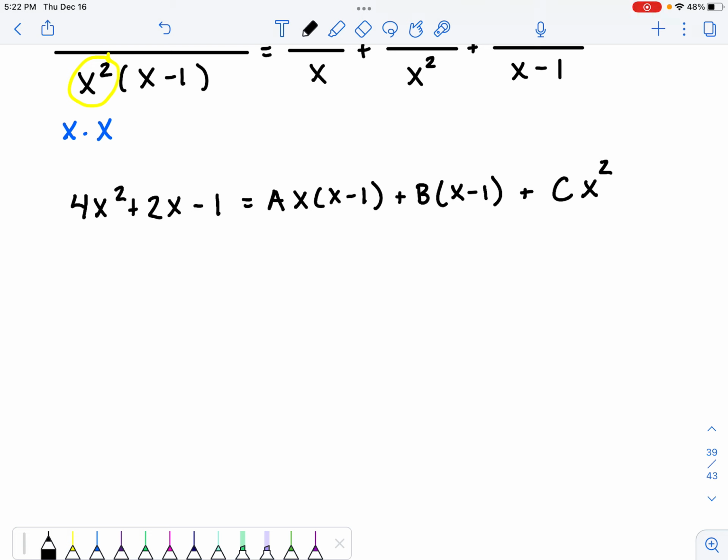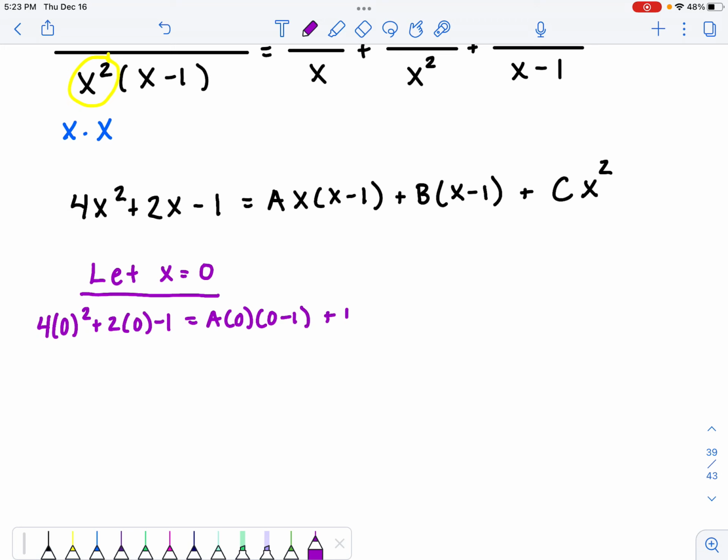So now we're going to go ahead and plug in some x values and figure out what A, B, and C are. So I'm going to start with the easiest case with letting x equal 0. So if x is 0, I get 4 times 0 squared, plus 2 times 0 minus 1. And that's going to equal A times 0 minus 1 plus B times 0 minus 1 plus C times 0 squared. Right, so the A term is going to cancel out. The C term is going to cancel out. And over on the left, I'm going to get negative 1, and that's going to be equal to B times negative 1. So negative 1B. So positive 1 is equal to B.